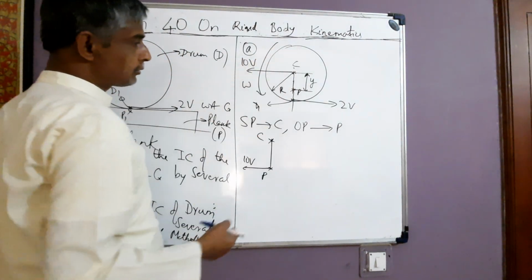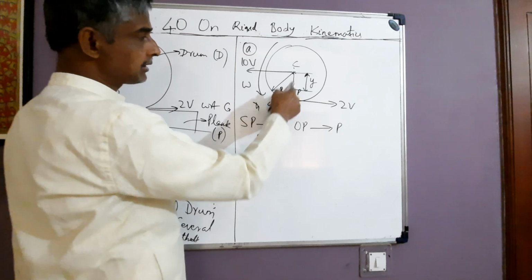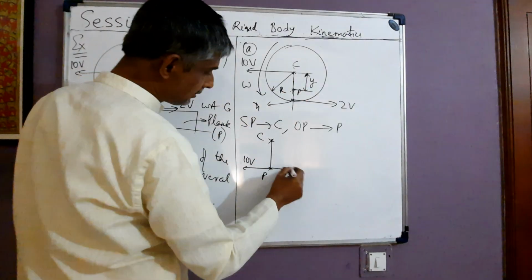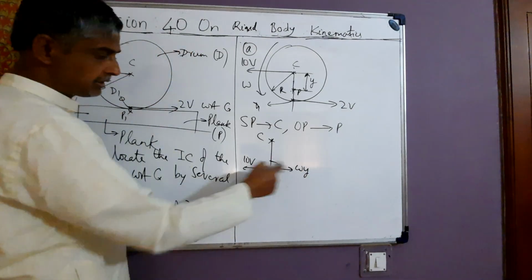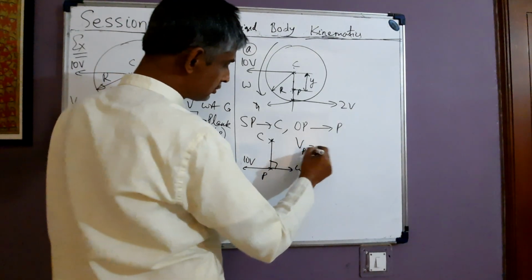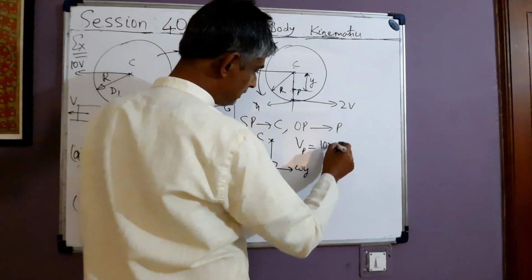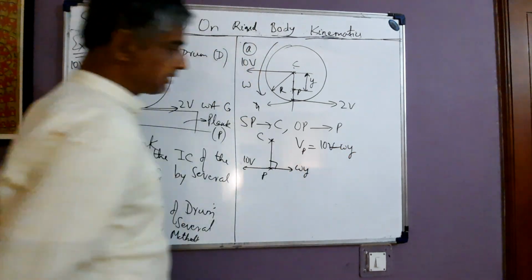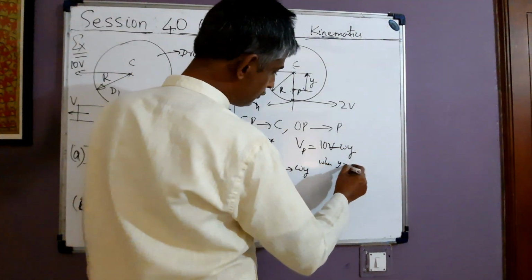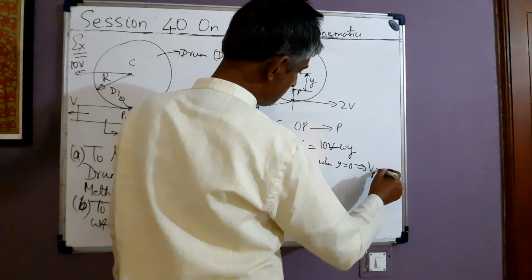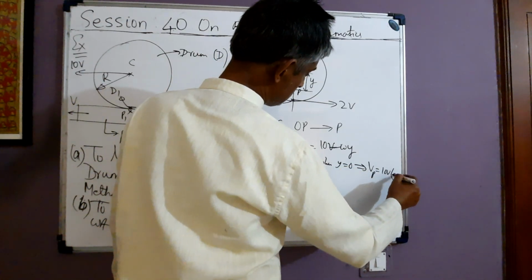Now omega is anti-clockwise. So P moves in an anti-clockwise circle with center at C and radius y. So I give omega y to P rightward. Velocity of P is the vector sum of these two. So Vp becomes 10v minus omega y. Now see, when y is 0, Vp equals 10v left.